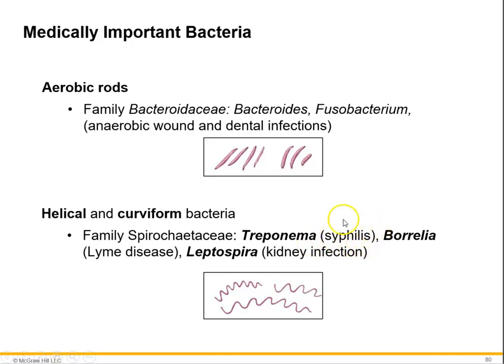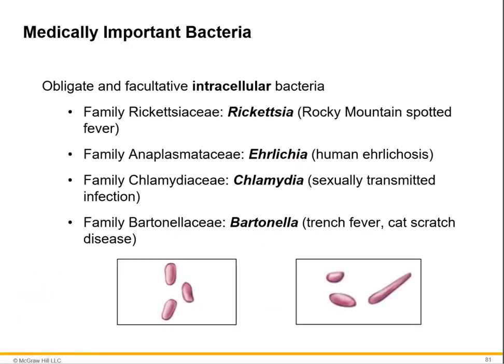Treponema, aka syphilis, we're definitely going to talk about. And Borrelia, which causes Lyme disease, as well as Leptospira, which can cause a kidney infection. There are also bacteria that can become intracellular parasites. Some of them have to be inside of a cell in order to live. Some of them are facultative, so they can take it or leave it. Examples here would be Rickettsia, which is the cause of Rocky Mountain spotted fever, Ehrlichia, Chlamydia, and Bartonella. Bartonella causes cat scratch fever.